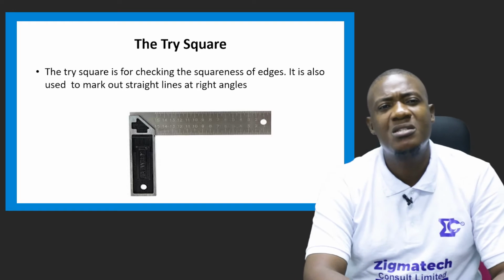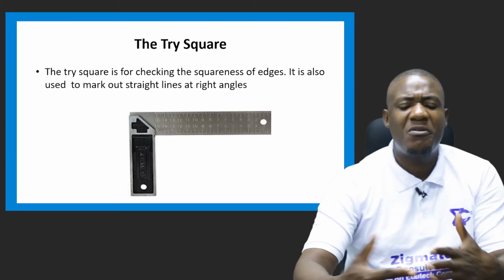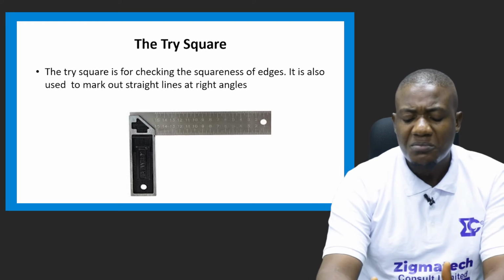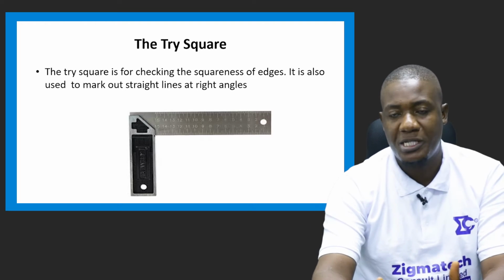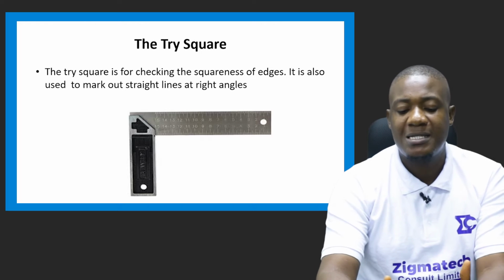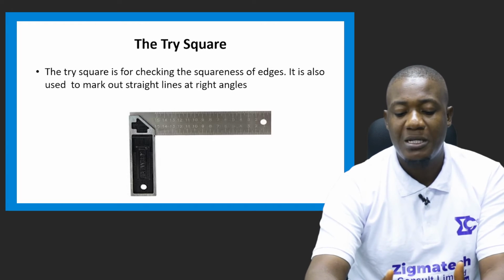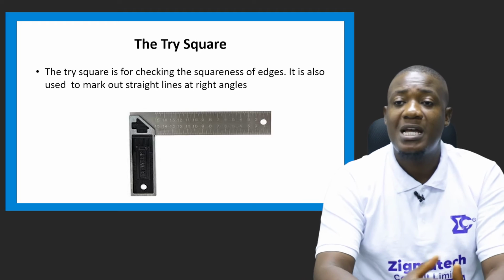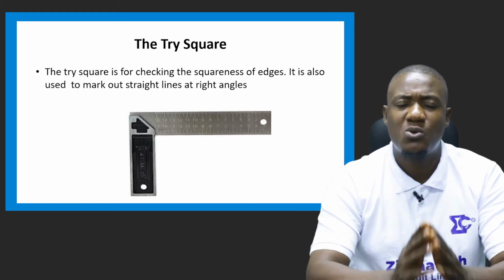Carpenters make use of this. Bricklayers make use of a tri-square. You cannot form an edge. Let's say you want to make a butt joint, for example. You just want to make a simple butt joint, and you want to determine that the T-shape you have formed makes a right angle where it's supposed to make a right angle. It is the try square that gives us that squareness of an edge. That is what it does for us.